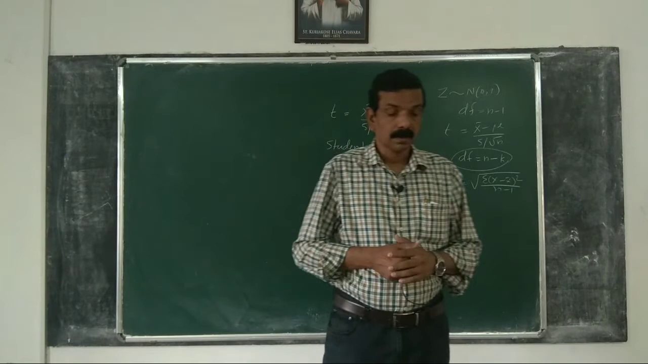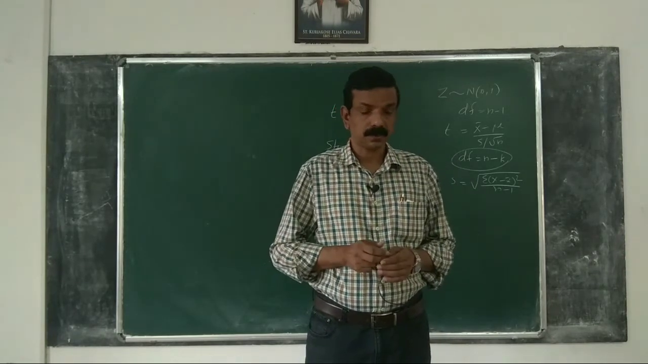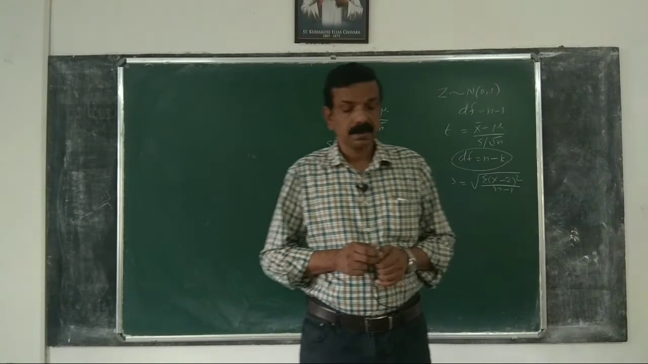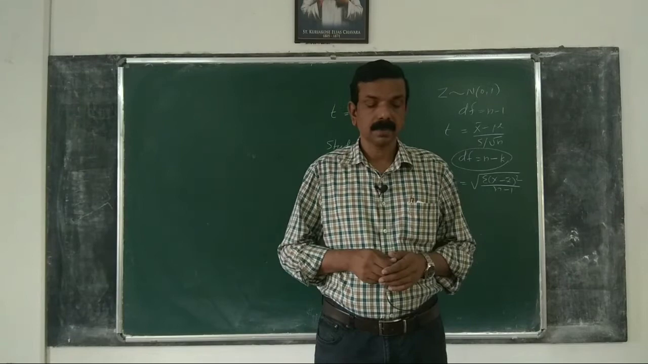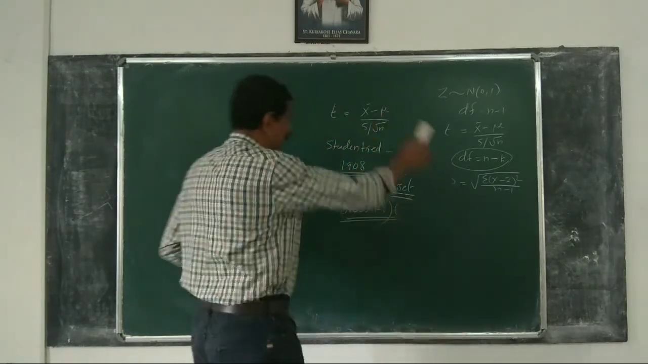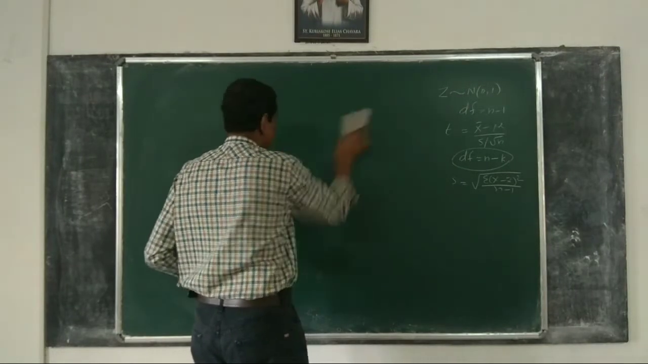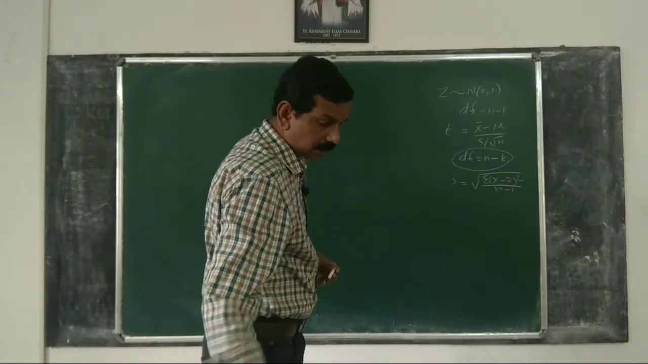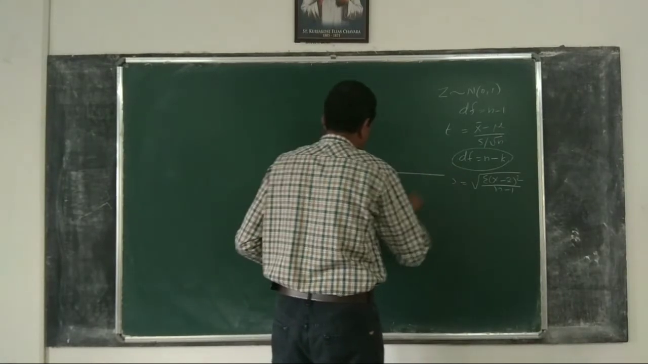Also, the curve associated with a T distribution is known as the T curve. And unlike the Z distribution, we have a large number of T distributions depending on degrees of freedom. Let us see how.